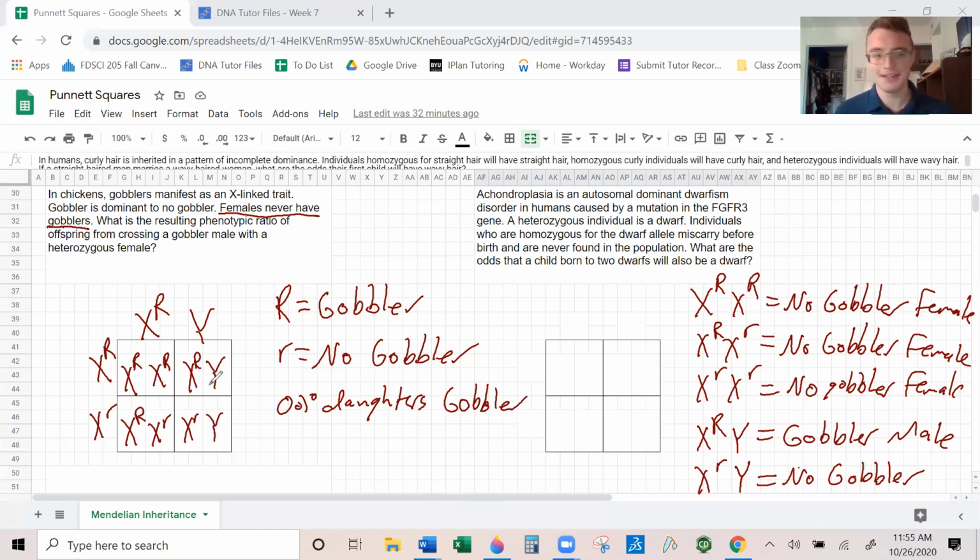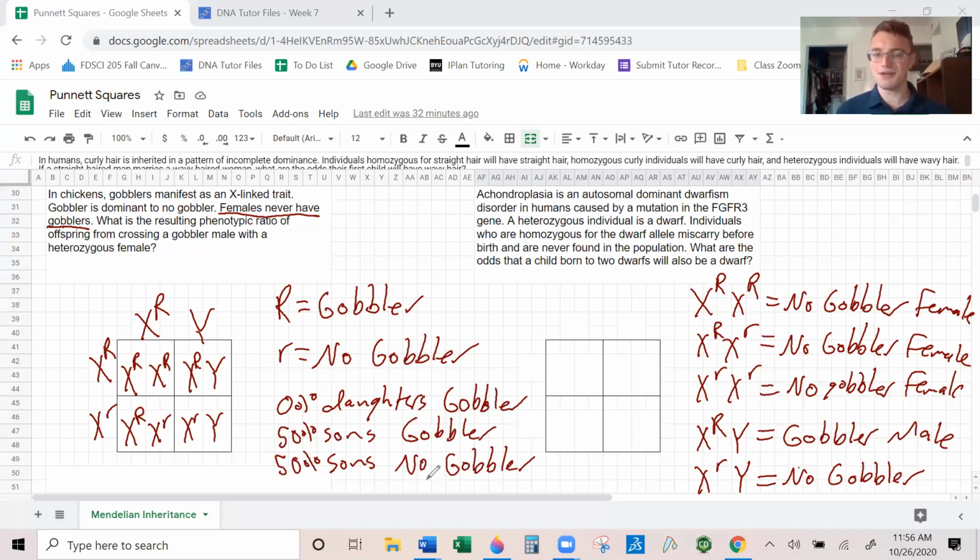Then over here, now let's look at the men. X big R Y, that means gobbler. So we've got 50% sons gobbler. And then you could either just leave it at that, or to be more specific, you could say 50% of sons no gobbler, because X little r Y means no gobbler. So notice, daughters never have gobblers. Even though both of those under week 6's rules would have gobblers, daughters never have gobblers.